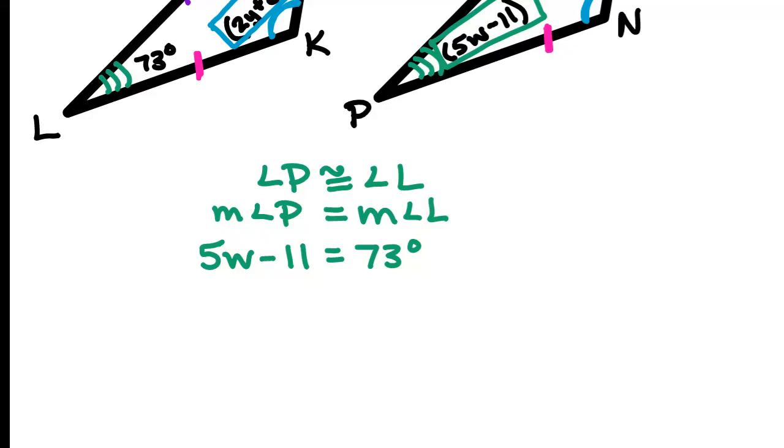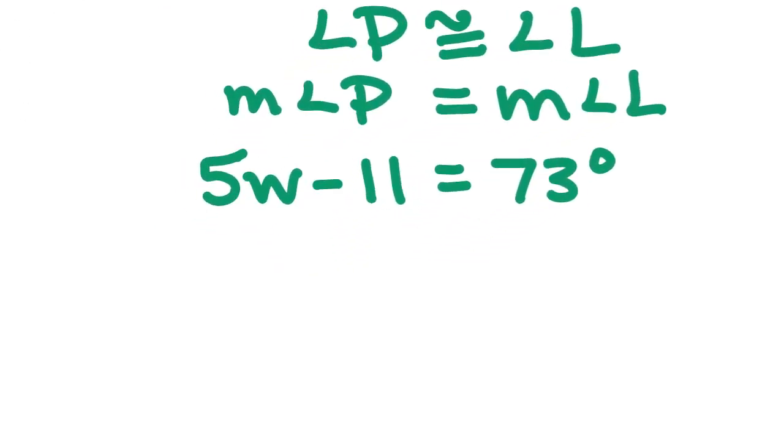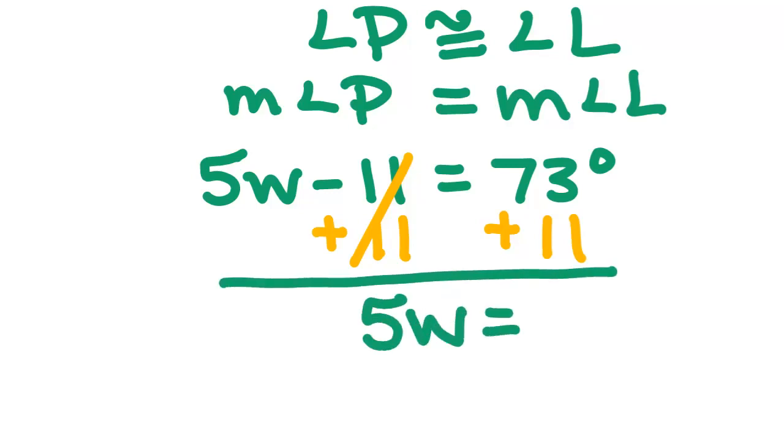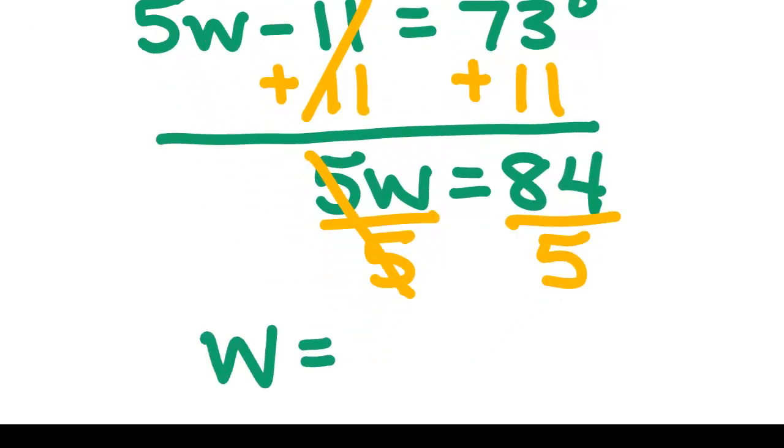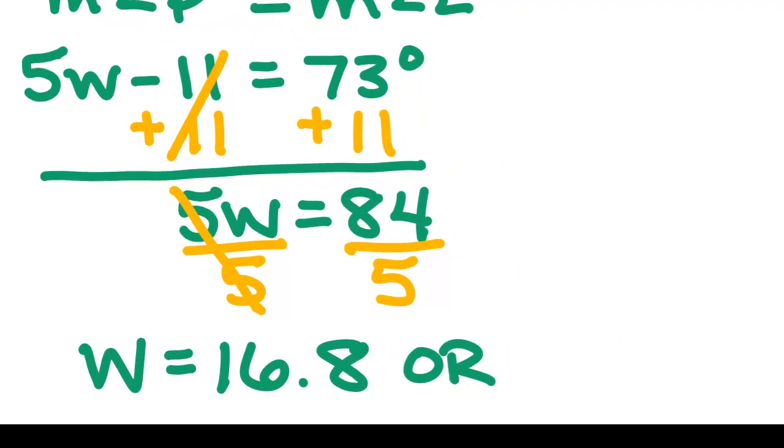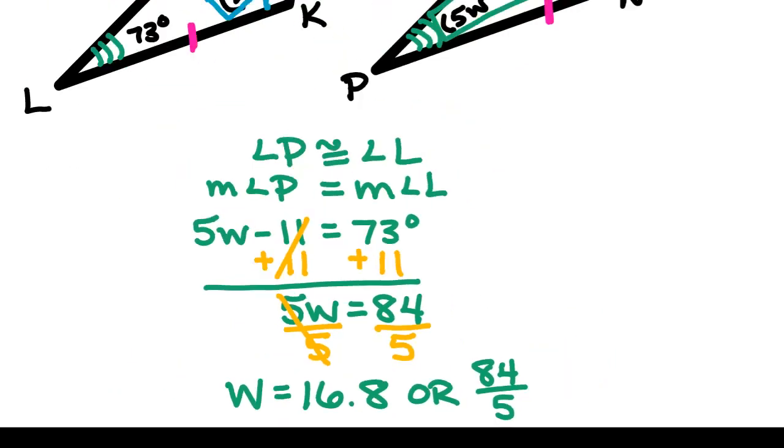So what do I still need to do then to solve for W? We're going to add 11 to both sides. So 5W equals 84. And then what? Divide both sides by 5. Does this come out to be a whole number? No. Is it a decimal where I can write down all of the decimal points? Yes. What is 84 divided by 5? 16.8. Or if you want to leave that in its fraction form, you can have 84 over 5.